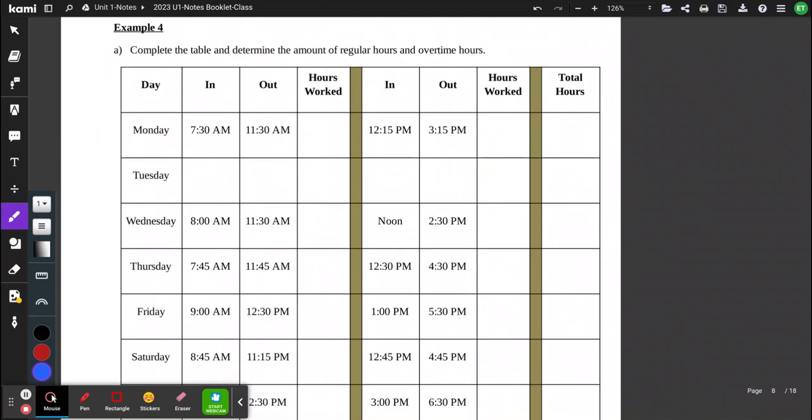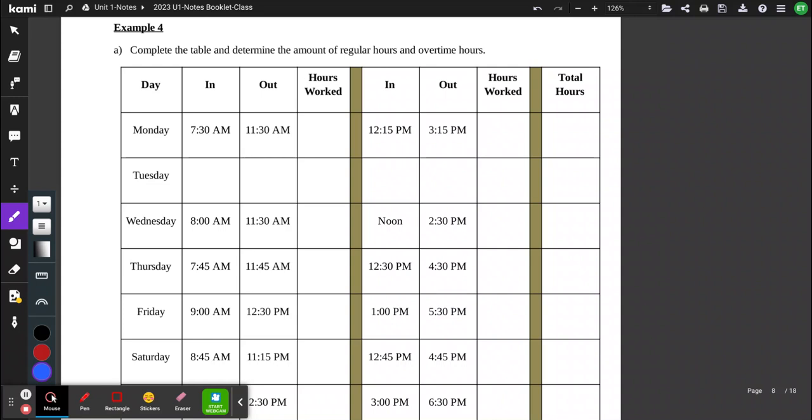Okay, so example 4, this is a typical time card. So this would be your 1 week time card from Monday to Sunday. On the left-hand side, you're going to see the morning. On the right-hand side, you're going to see the afternoon. And then on the final column on the right, we're going to add up the total hours.